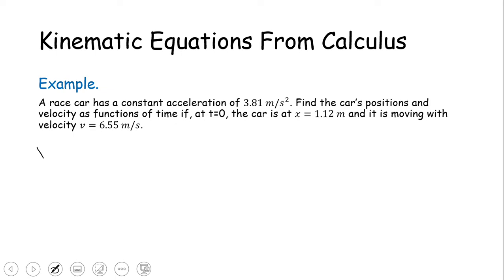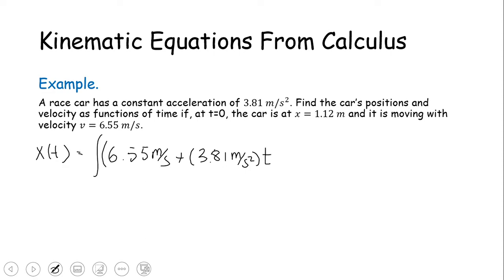So if we integrate this expression, we're going to get the integral of 6.55 meters per second plus 3.81 meters per second squared t dt. Now we know that we get a constant of integration, and we know that the constant of integration is that number, so we don't need to go through the steps of resetting it equal to d and then setting it equal to that number. We already know what it is.